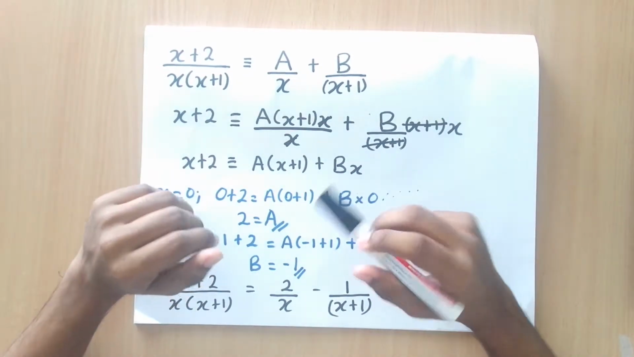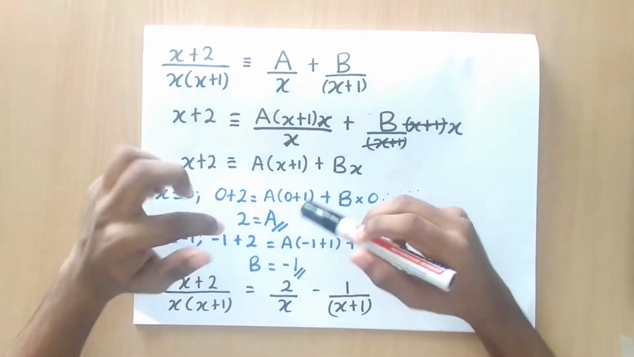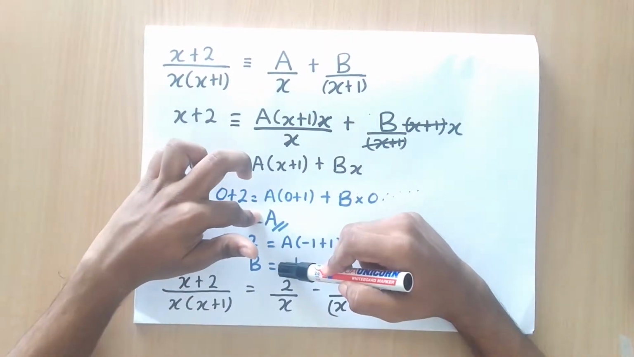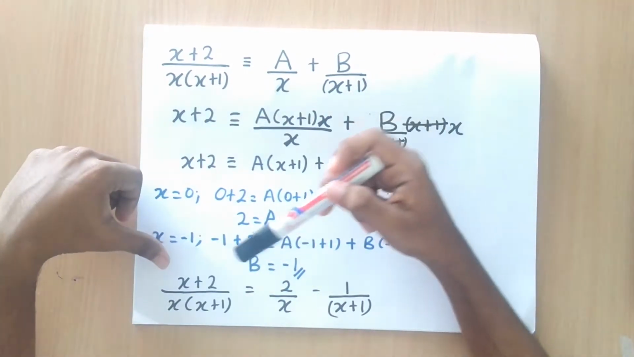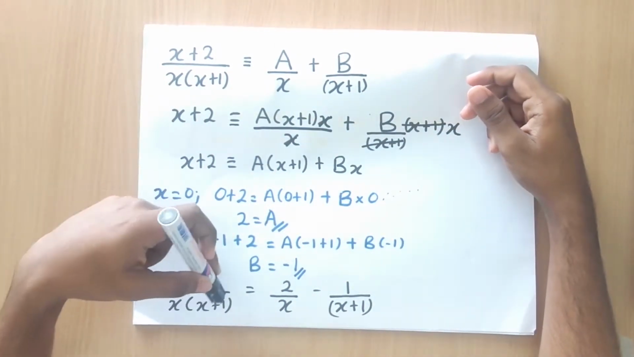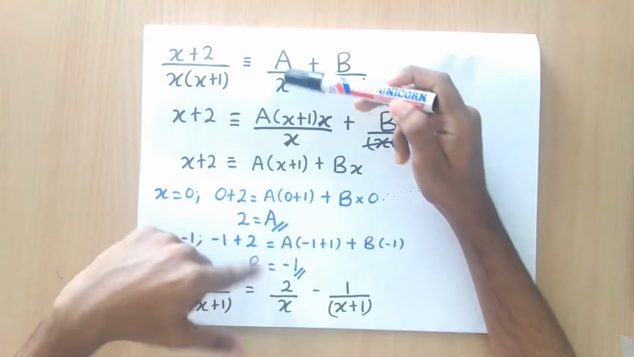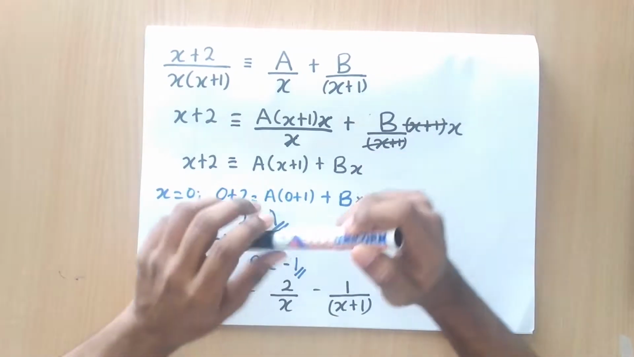So now we have the values of a and b. This is not the final answer. We need to substitute these values in the initial equation. So the final answer is x plus 2 divided by x into x plus 1 equals 2 over x minus 1 over x plus 1.